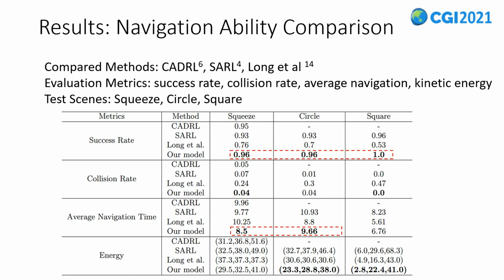We compared with state-of-the-art models, which are based on reinforcement learning. In order to fairly compare our model with other models, each test scenario is repeatedly evaluated 100 times. We use several performance metrics, which are success rate, collision rate, average navigation time, and kinetic energy. As the table shows, our model has the highest success rate among the three scenes. The navigation time of our model is the lowest in the squeeze and circle scenes.